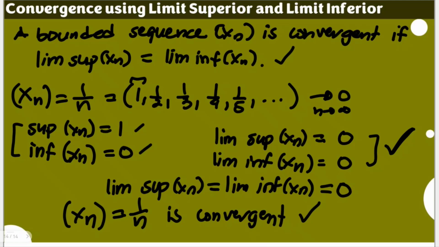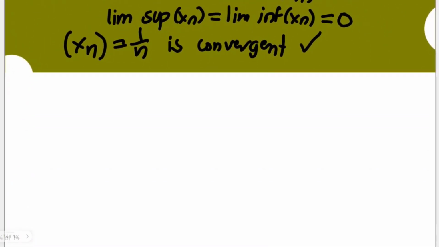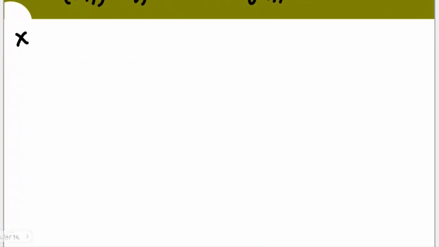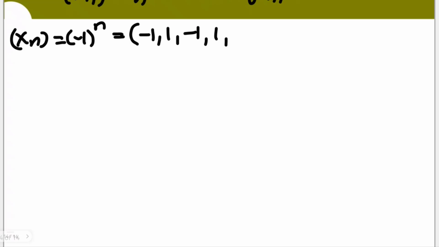Now, the second example we have learned is actually this one here, x sub n. I'm also going to use x sub n, don't worry about that, is negative 1 raised to the power of n, with the elements negative 1, 1, negative 1, 1, negative 1, 1, and so on and so forth. So before we could use the limit superior and limit inferior to determine the convergence, let's identify whether this is bounded or not. The supremum of x sub n, the least upper bound, is equal to 1.